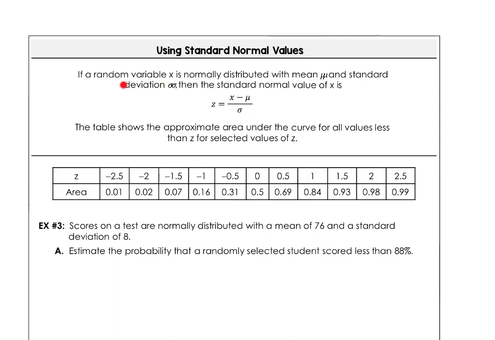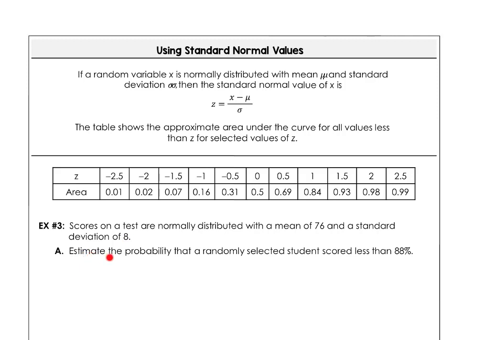Here, using standard normal values, we're talking about a z-score. If a random variable x is normally distributed with a mean of mu and a standard deviation of sigma, then the standard normal value of x is given by z equals x minus our mean divided by the standard deviation. The table shows the approximate area under the curve for all the values less than z for selected values of z. So this table represents the scores on a test that were normally distributed with a mean of 76 and a standard deviation of 8.